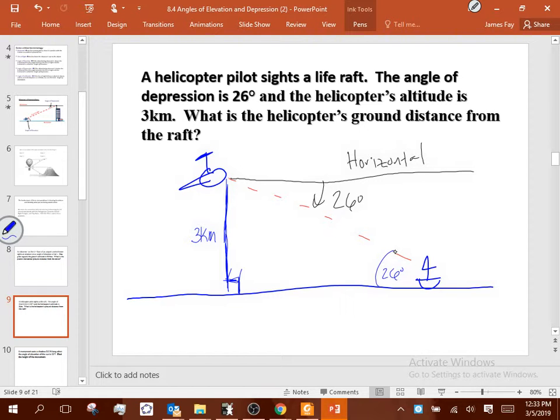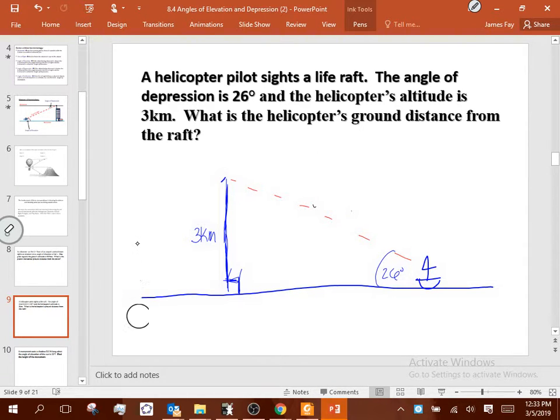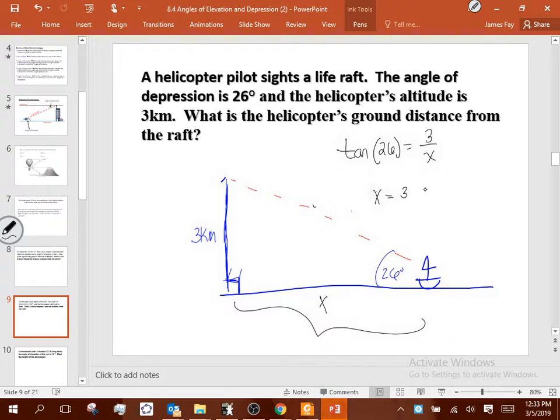So once we have that, is that a pretty straightforward right triangle to allow us to find that distance right there? I'll call that x. Which trig ratio are you going to use? Tangent. Tangent of 26 is equal to 3 over x. X equals 3 divided by tangent of 26. I'll let you evaluate that, figure out what that is as a decimal.